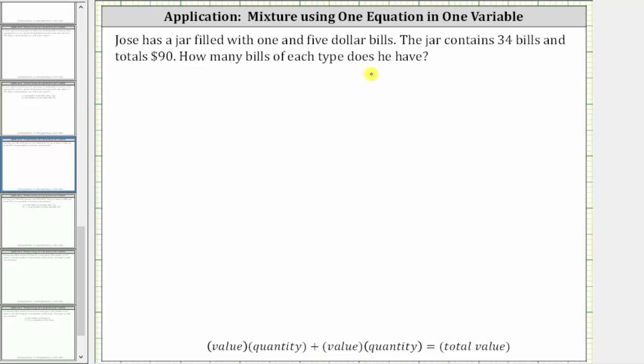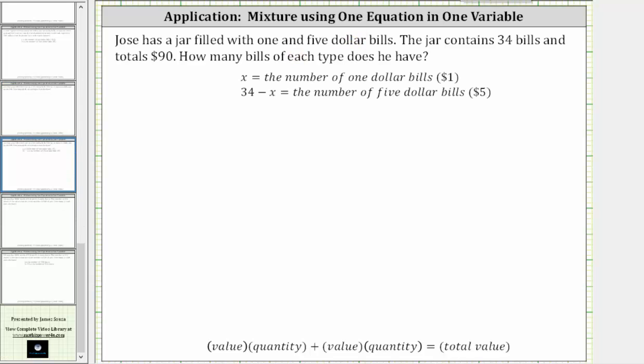We need to begin by writing expressions for the number of $1 bills and the number of $5 bills. So let's first let x equal the number of $1 bills. From here, because there is a total of 34 bills, 34 minus the number of $1 bills must give us the number of $5 bills. And therefore we can use the expression 34 minus x for the number of $5 bills.